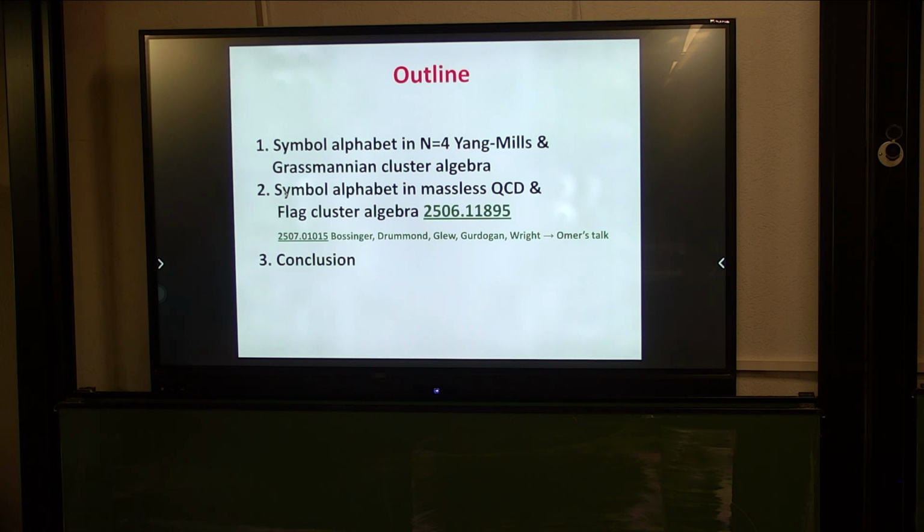I'll remind you of the connection between the symbol alphabet in n equals 4 Yang-Mills theory and Grassmannian cluster algebras. This observation goes back to over 10 years ago in our paper. For the past 10 years, I've been working on n equals 4 Yang-Mills, but I've been hanging out also with a lot of physicists.